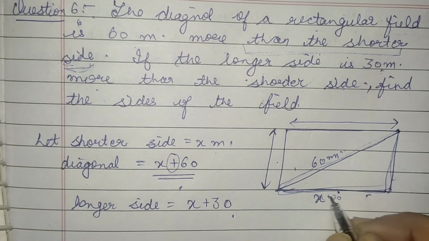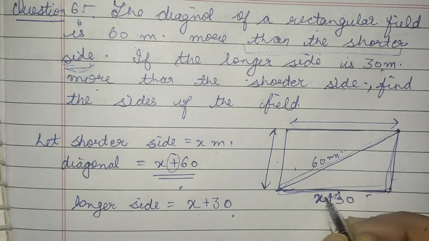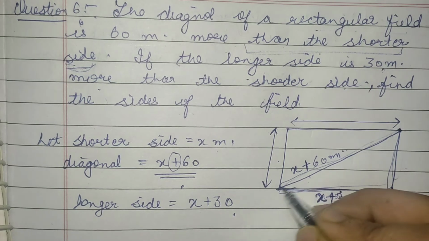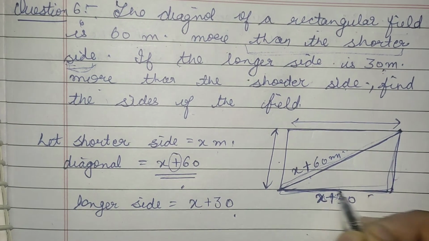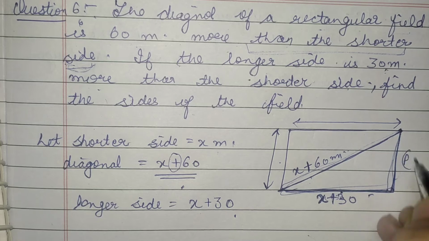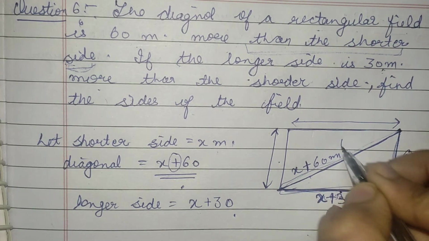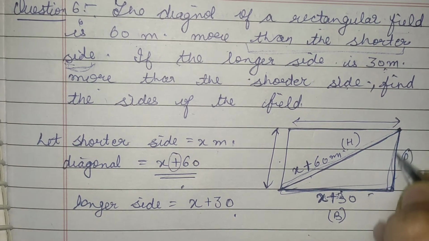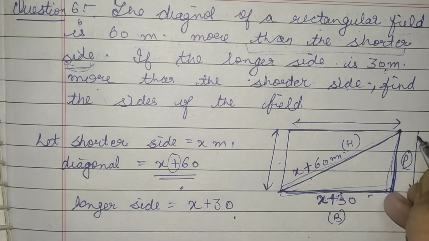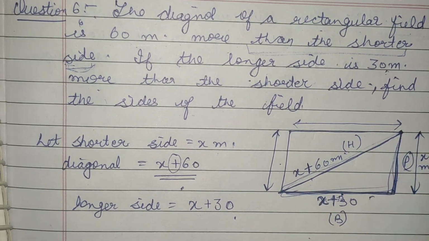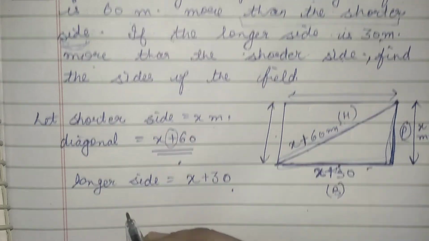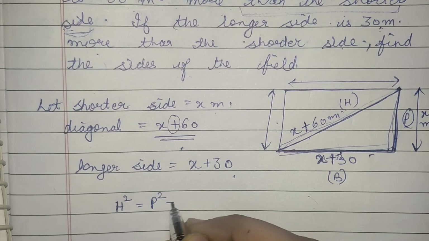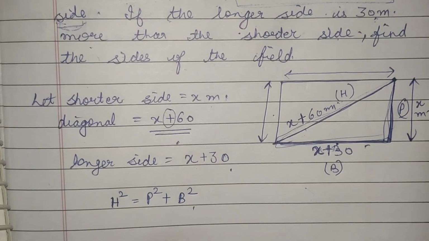So this longer side is x plus 30 and this diagonal is x plus 60, right? You can see that this is a right angle triangle, and this is my perpendicular, this is my base and this is my hypotenuse. And this shorter side, we have imagined, is x meter. So what is the formula of the Pythagoras theorem? The Pythagorean theorem says that hypotenuse square is equal to perpendicular square plus base square.